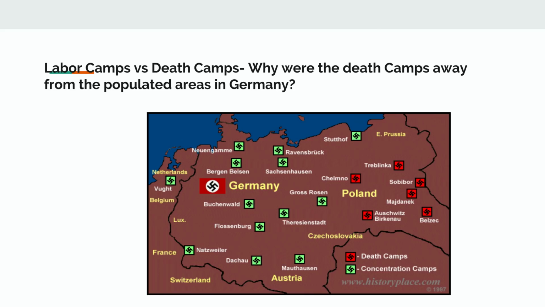Here is a picture of where these death camps were located and where the labor camps were located. And again, I've got a question here for you. Why were the death camps away from the populated areas in Germany? Write down your answer. I want to see what you come up with. If you notice, the red Nazi symbols are showing you where the death camps were, the green are the regular concentration camps or labor camps. Why were the red ones located where they are versus where the green ones are located? So answer that question, write the question down, and give me an answer for that, okay?